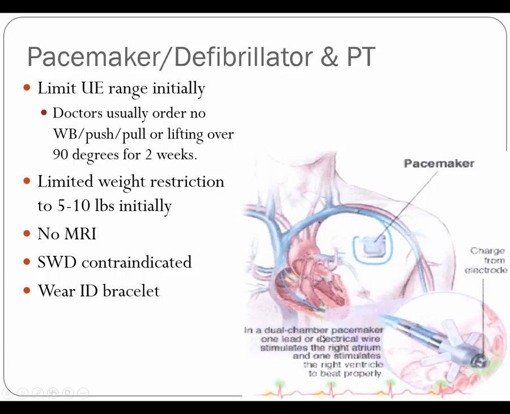Because of where these things are implanted, we will limit upper extremity range for a couple weeks after they are implanted, because we really want them to stay in place. So no 90 degrees for 2 weeks, no pushing, pulling, no heavy lifting. They say lift a gallon of milk. That's as much as you can do. They'll never be MRI'd again. Shortwave diathermy is contraindicated. Again, anything that's going to short that out. And usually they'll wear an ID bracelet, so all medical professionals that come in to treat them know. Not that it's not extremely visible, because it is visible under the skin, so you can see that your patient has a pacemaker, but if they have a shirt on and it's not exposed, you won't be able to see it.